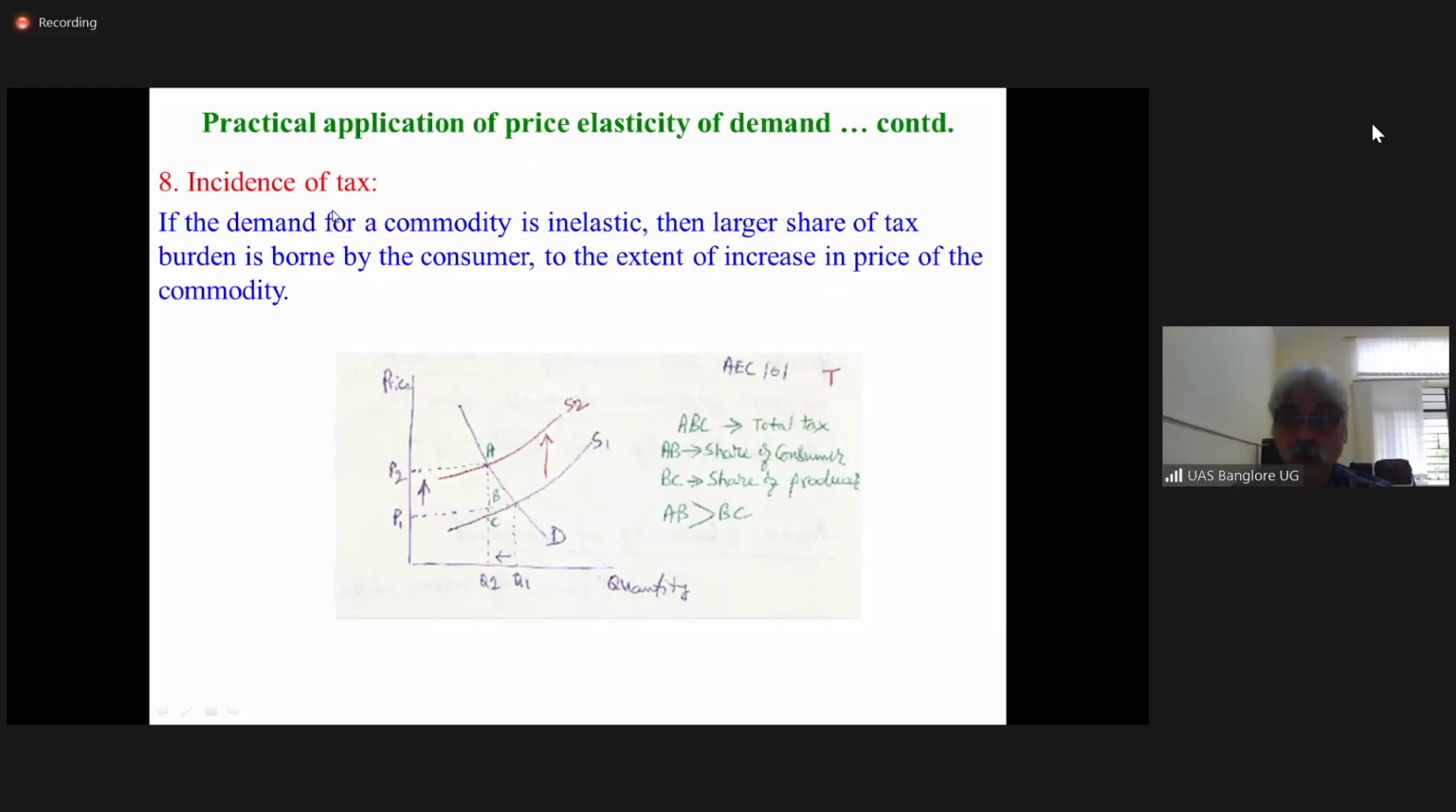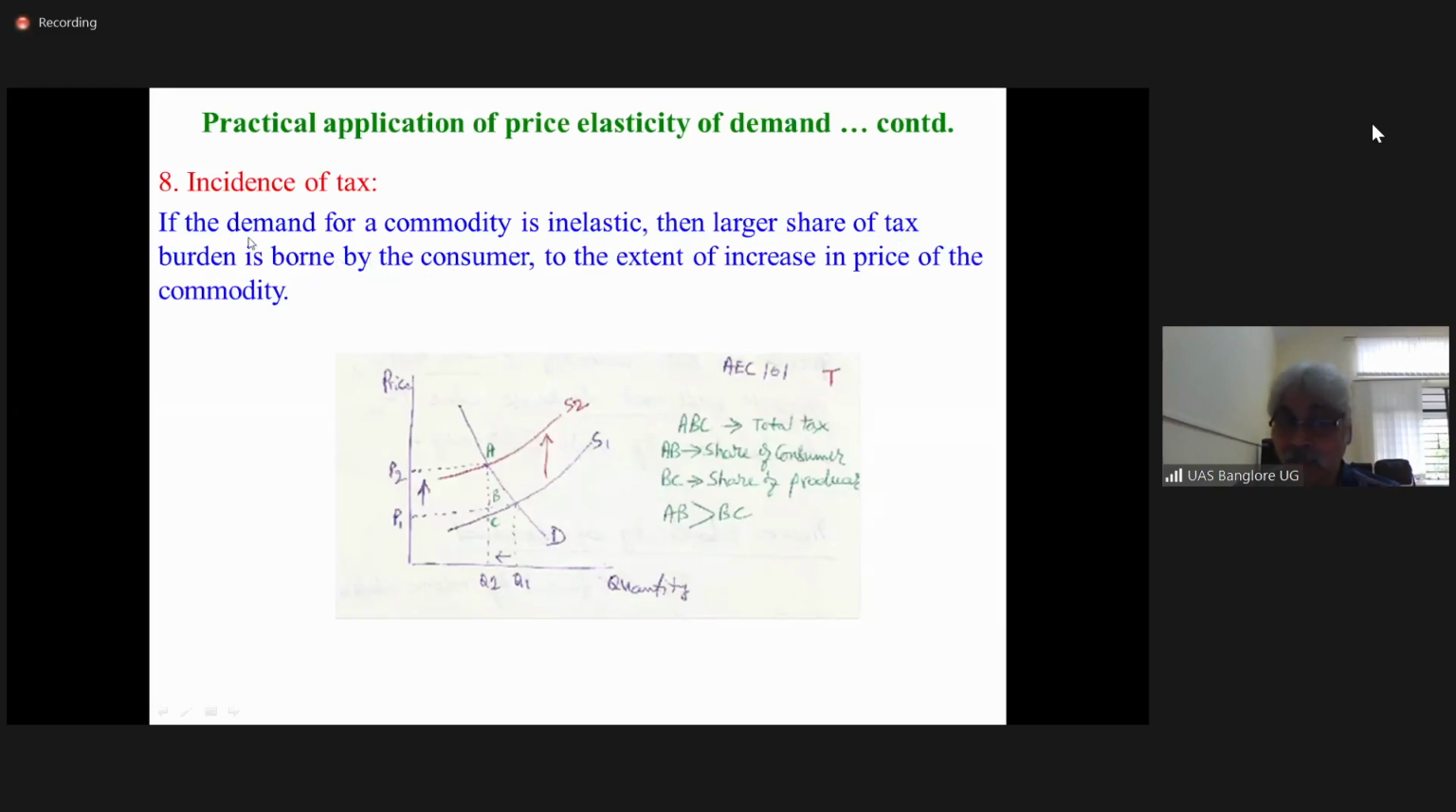One is the producer and the other one is the consumer. Now, whose share of burden in tax is more, whether it is consumer or the producer? Whose share is more? Now, if the demand for a commodity is inelastic, then larger share of tax burden is borne by the consumer.